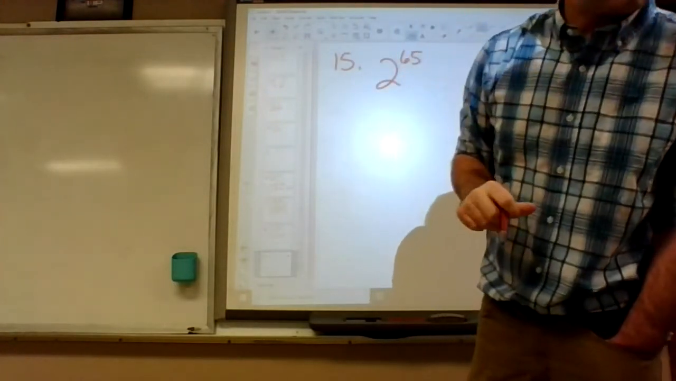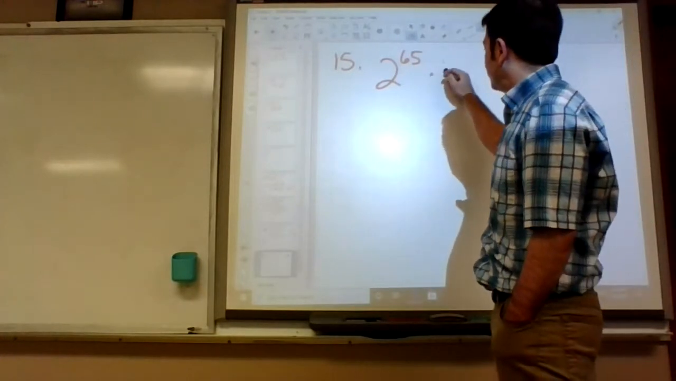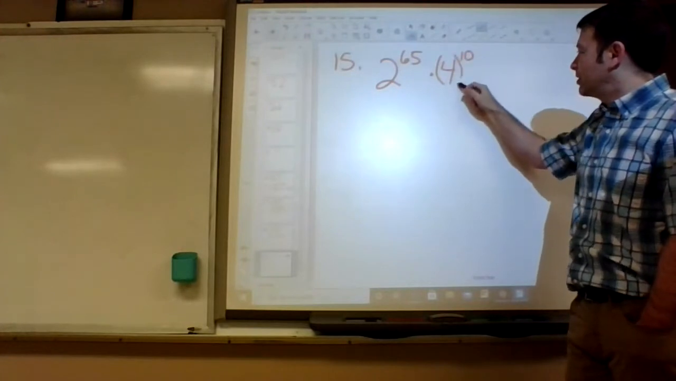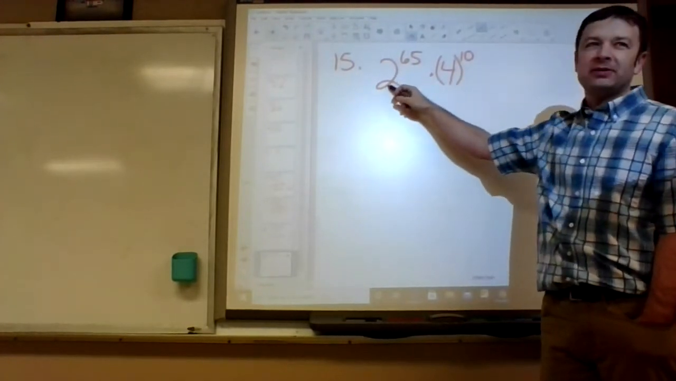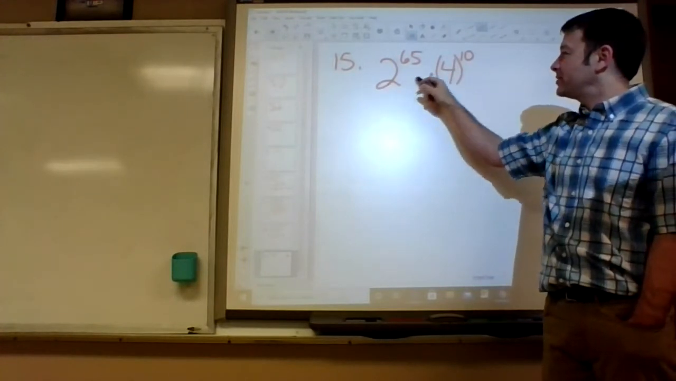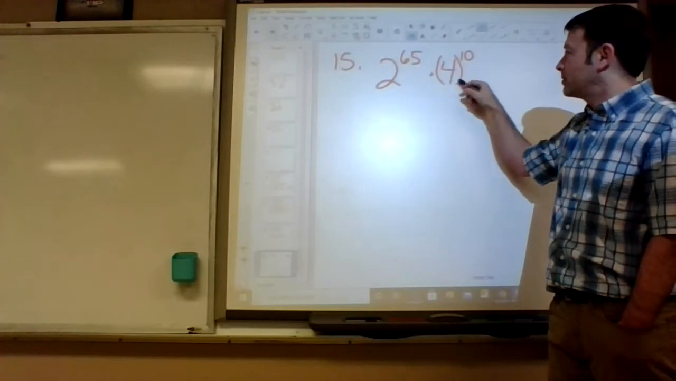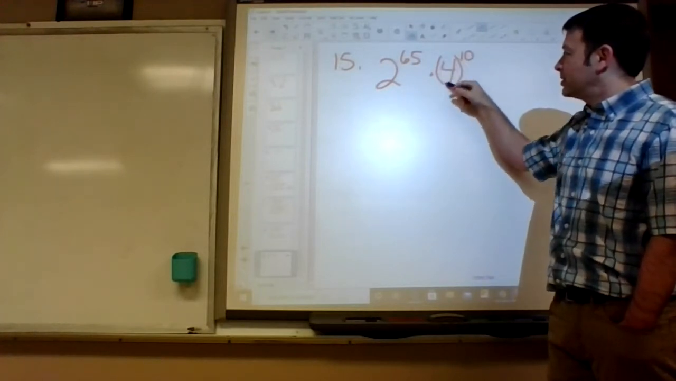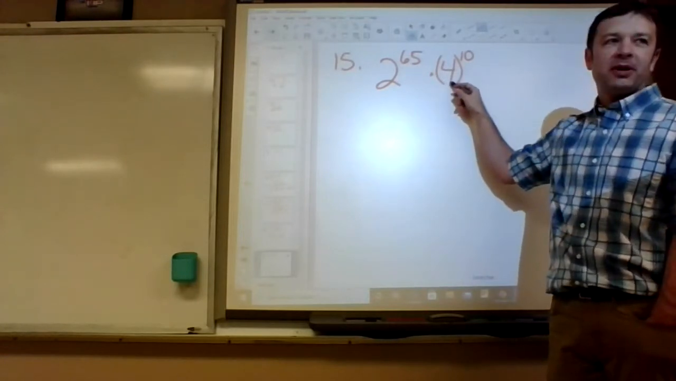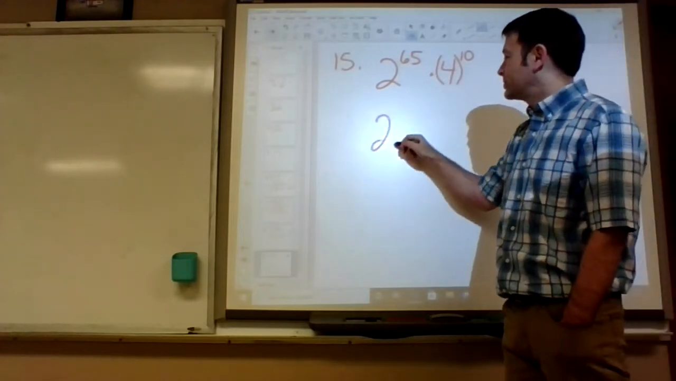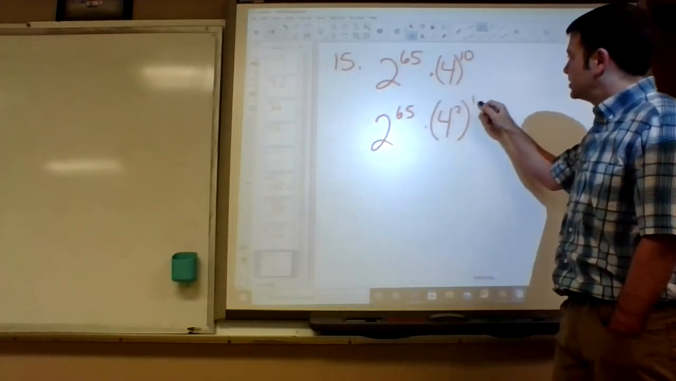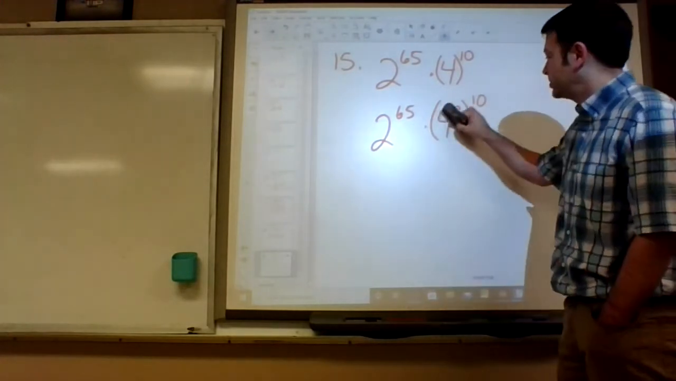The first thing we're going to do is change them so that they have the same base. How can I rewrite 4 so it looks like this? If I turn 4 into a base of 2, what could I call it? 4 is 2 to the what? 4 is 2 squared, right? Yeah. So I'm going to rewrite this as 2 to the 65th times 2 squared to the 10th.